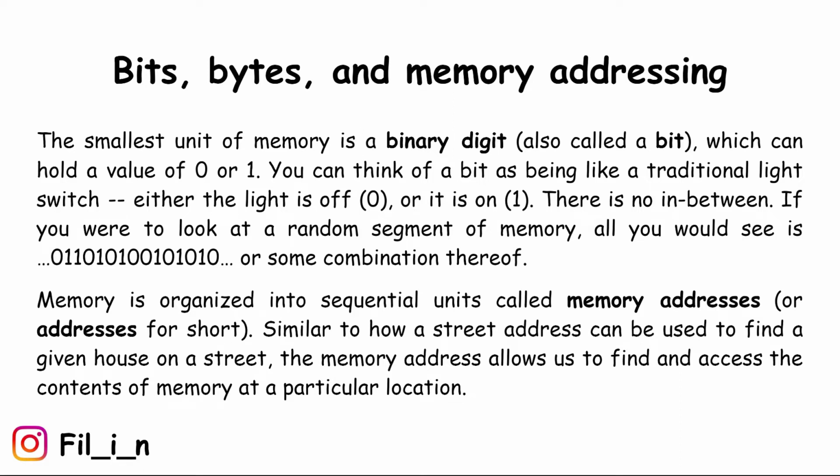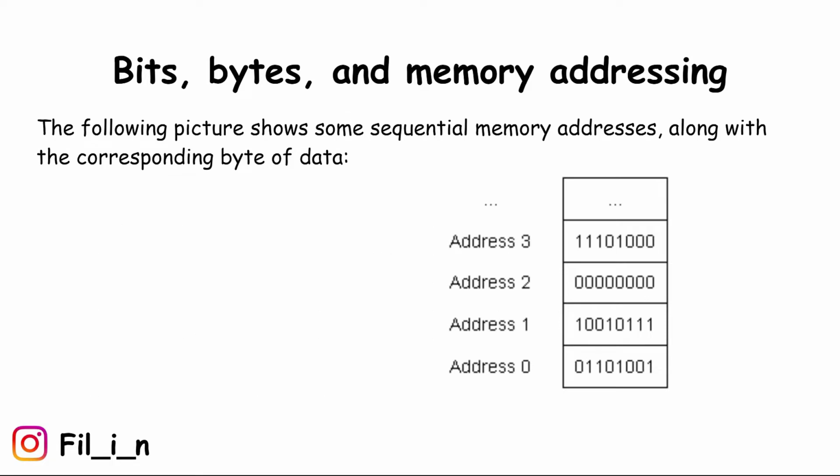If you were to look at a random segment of memory, all you would see is 0, 1, or some combination thereof. Memory is organized into sequential units called memory addresses, or addresses for short. Similar to how a street address can be used to find a given house on a street, the memory address allows us to find and access the contents of memory at a particular location. The following picture shows some sequential memory addresses, along with the corresponding byte of data.